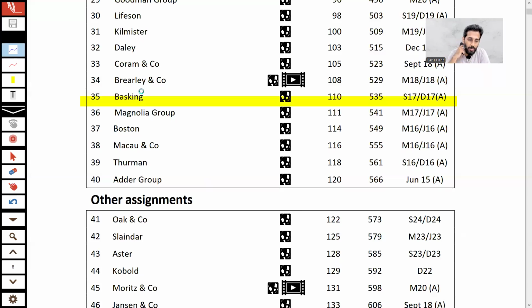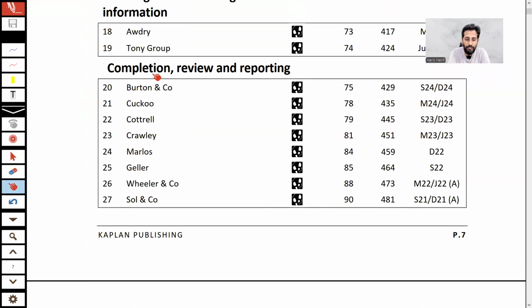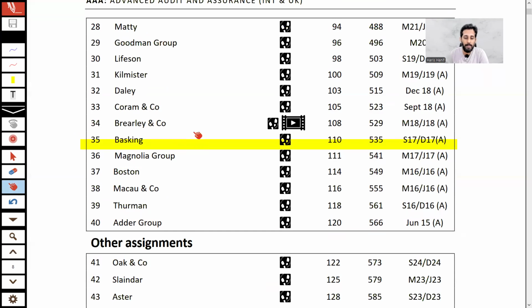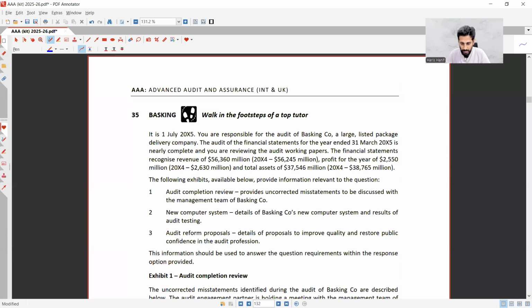And let's now see the section. It is in the section of completion, review, and reporting. So probably it would include the impact on the audit report or whatever the review stage is. So we will be studying the question, requirement, and the drafting style is very much important, right? So this is question number 35, Basking Company. So it would be around page number 132, I guess.